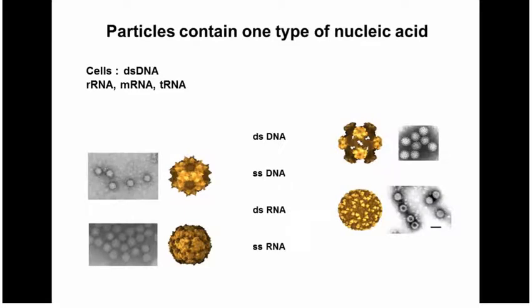Only one type of nucleic acid in virus particles. This was a fundamental difference between viruses and cells, because in every cell the genome is DNA, and all cells contain rRNA, tRNA, and messenger RNA, types of RNA required to produce proteins. When you purify and isolate virus particles and extract the nucleic acids, you can see that some have double-stranded DNA genomes, some have single-stranded DNA genomes, and you also find double and single-stranded RNA genomes in viruses. So there is more diversity in the type of genetic material, and the virus particle doesn't contain any of these other nucleic acids involved in gene expression.